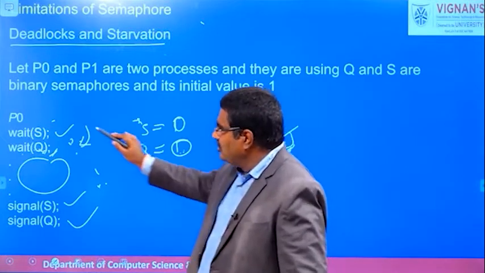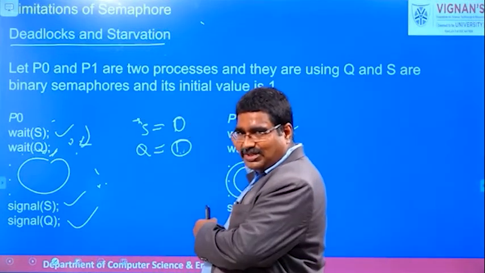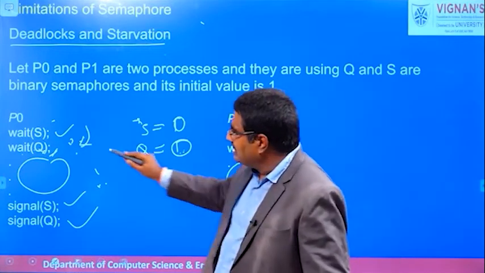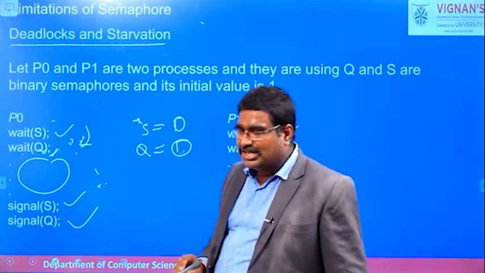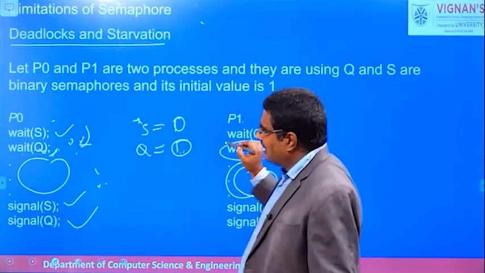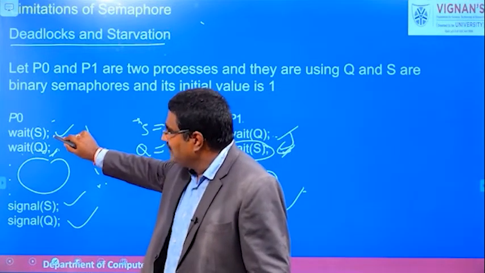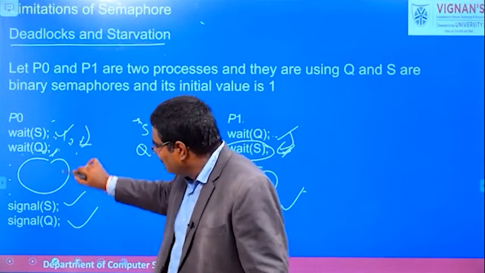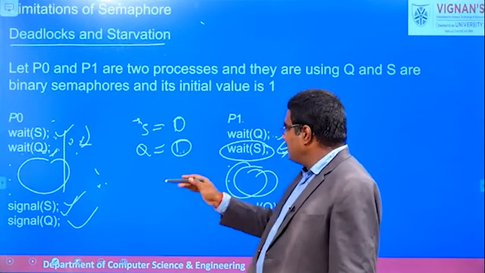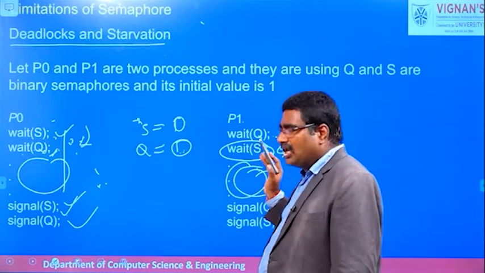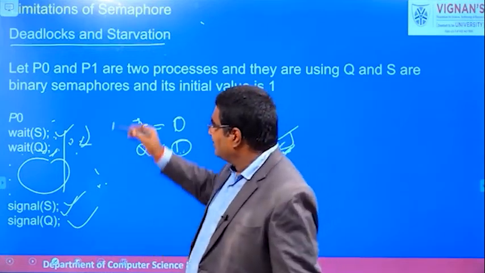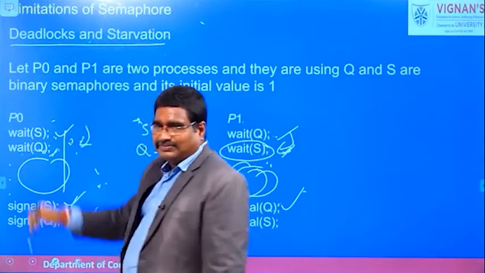For that reason, the P0 process is waiting for the completion of P1. Once P1 is completed, it gives the signal of Q. Then only it is allowed to come out of this wait function. Similarly, the P1 process is waiting for the S semaphore. That lock is placed by the P0 process. After completion of its execution only, it calls the signal of S. So automatically P0 is waiting for the P1 process completion and the P1 process is waiting for the P0 process completion. Both are waiting. That is nothing but the deadlock.